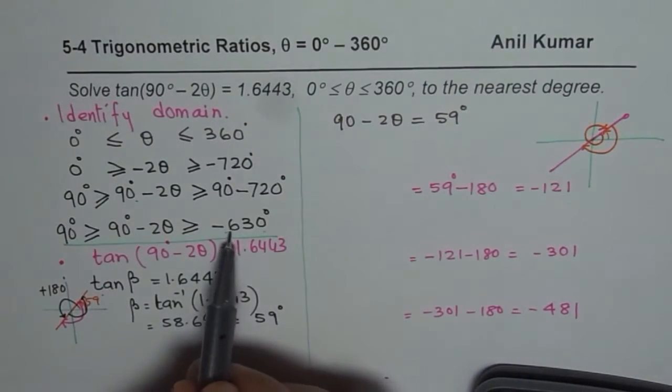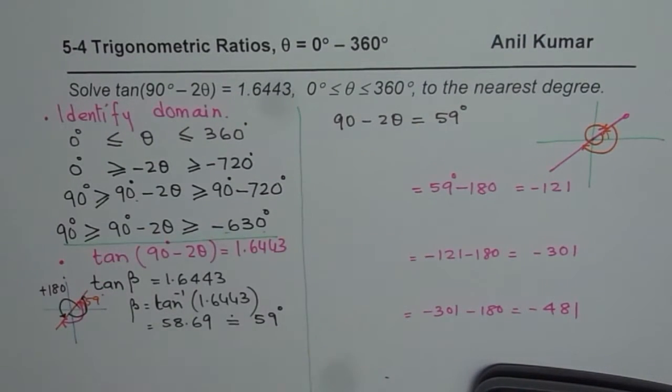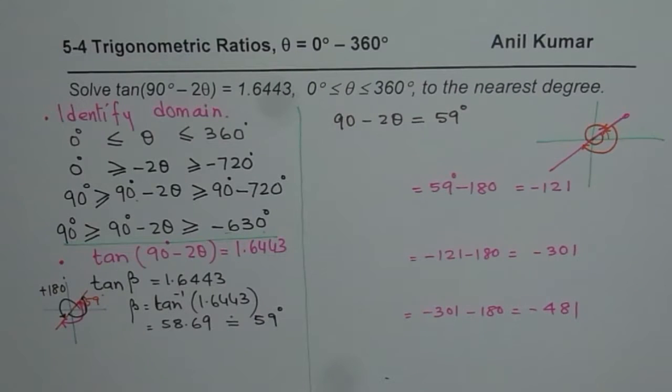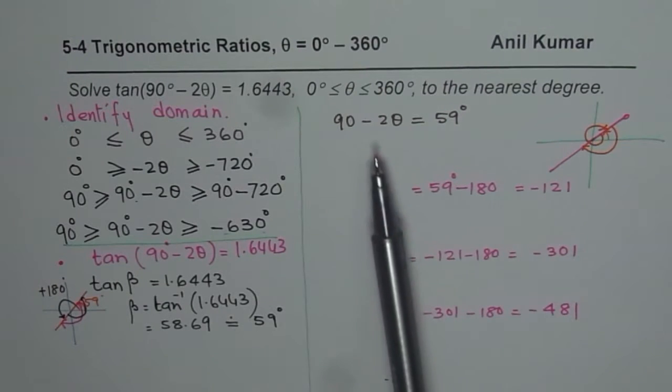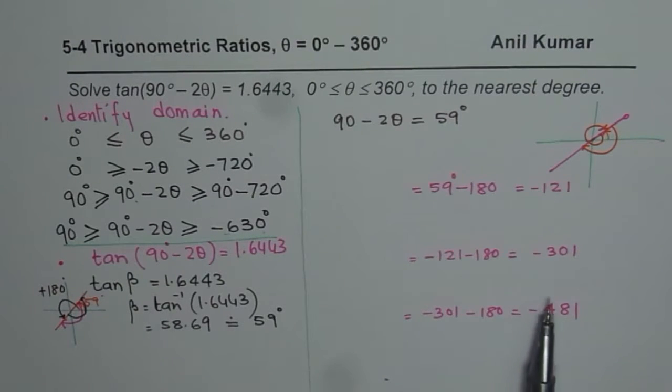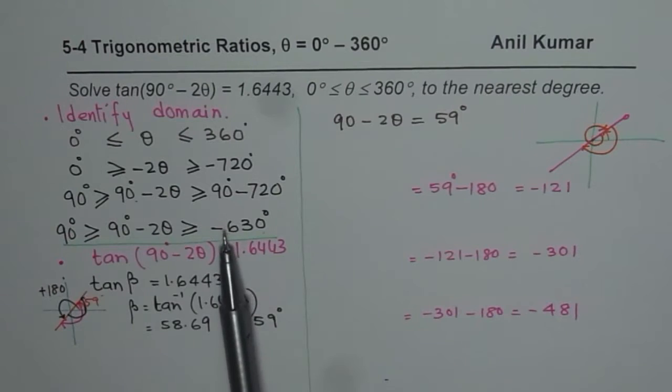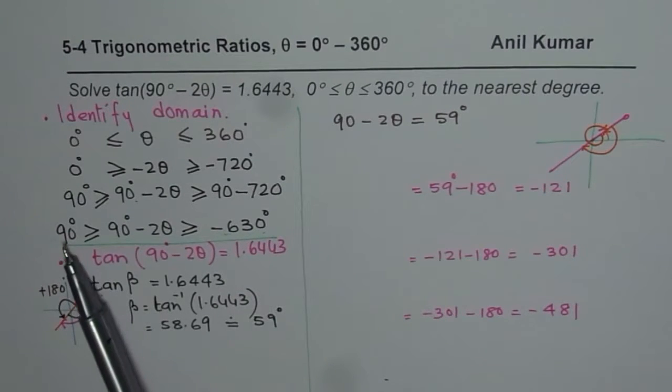Now 661 is not in our domain, right? So we need to stop here, correct? I hope you understand and appreciate why we stopped here. So our angles are, these are possible angles within the interval from minus 630 to 90 degrees. I hope that point is absolutely clear.